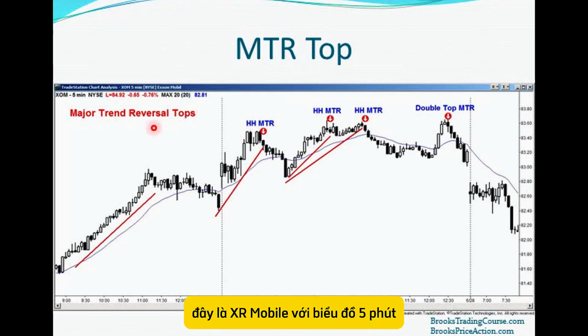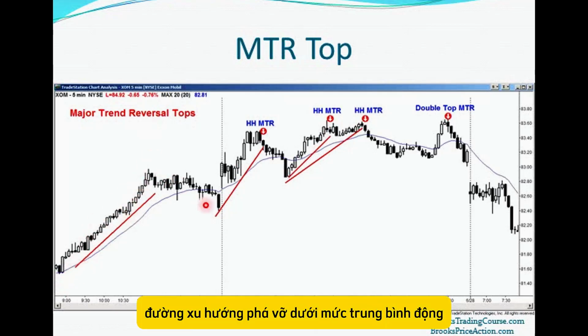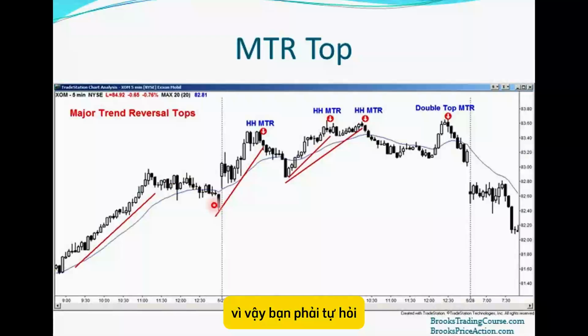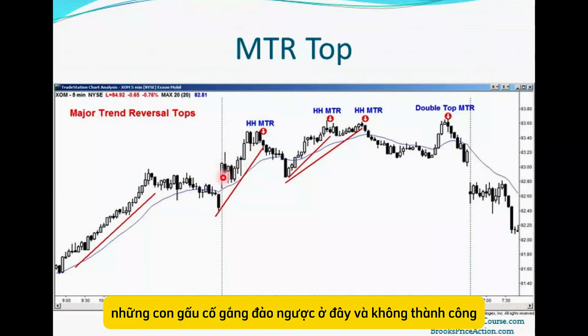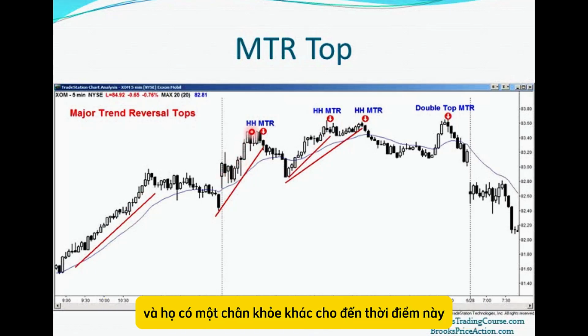Here's ExxonMobil with a 5-minute chart with a series of major trend reversals. Strong bull trend, trend line break below the moving average, several good bear bars, lots of selling pressure in here. So you have to wonder if the next leg up will lead to a major trend reversal. The bears tried to reverse here and failed, and they have another strong leg up to this point. When it's that strong, I would not take the first signal.